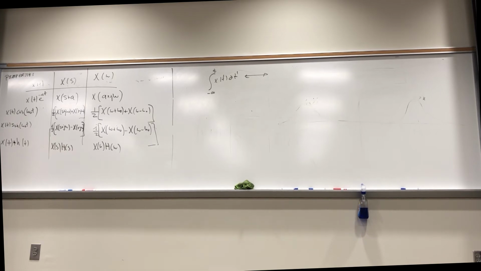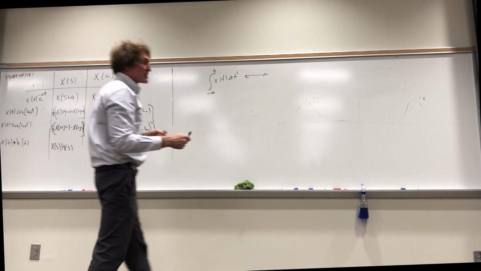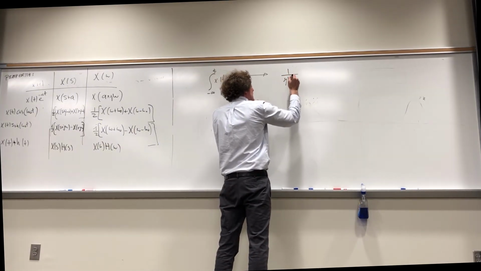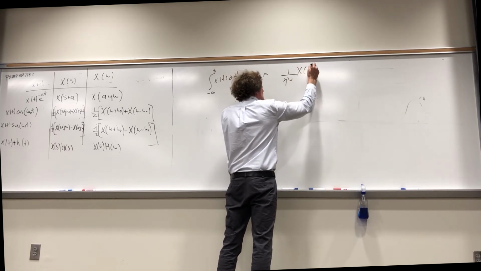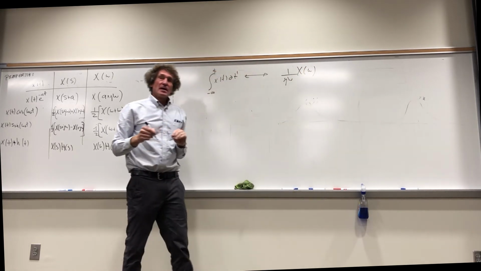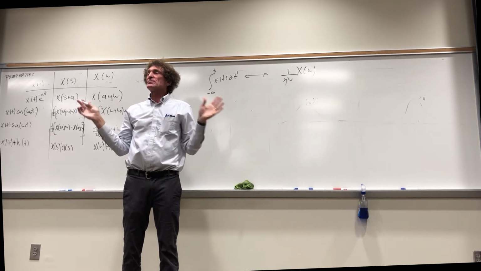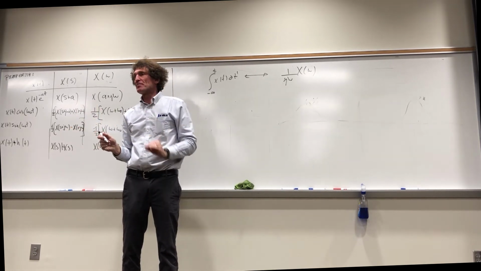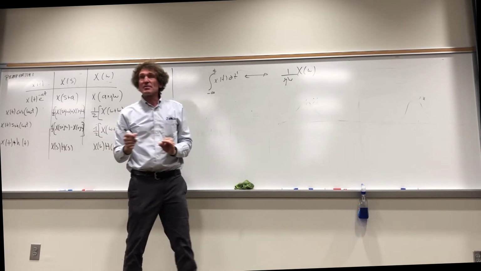How many remember that? Derivatives bring an s in front, integrations bring a 1 over s, right? Well, over here it gets a little different. Now instead of an s, you have 1 over j omega. That makes sense, times x of omega. If you have your book, you're going to see this. And that is absolutely true everywhere except when omega is 0. Because when omega is 0, something weird happens.